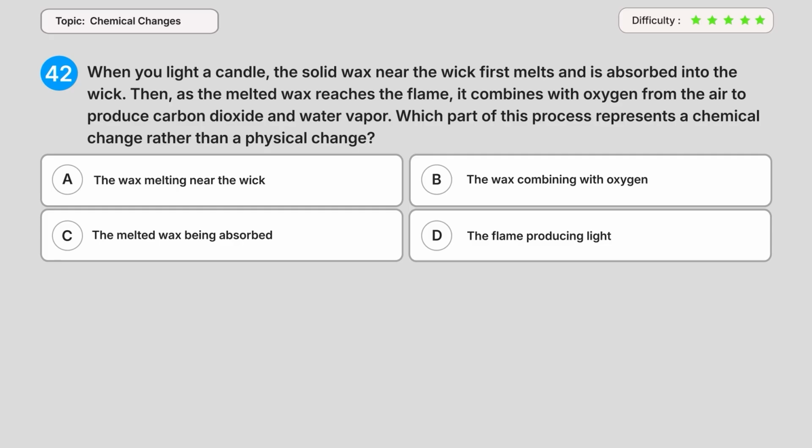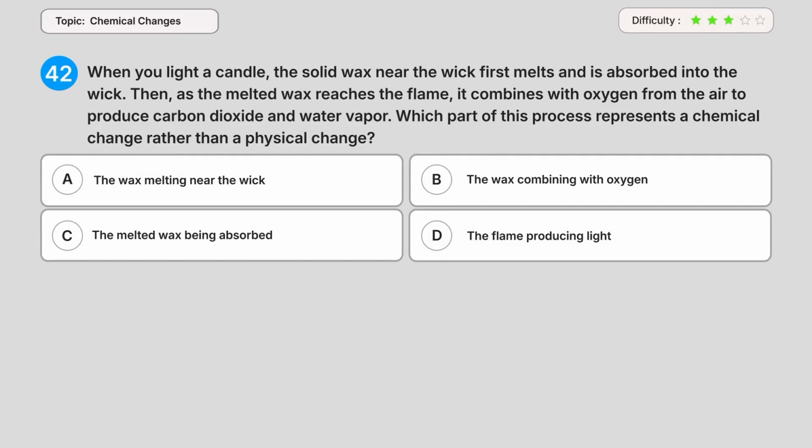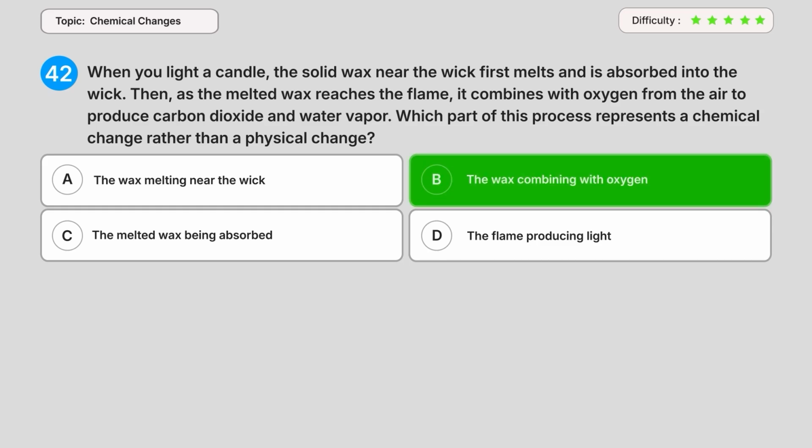A. The wax melting near the wick. B. The wax combining with oxygen. C. The melted wax being absorbed. D. The flame producing light. What do you think is the answer? Correct answer. B. The wax combining with oxygen.